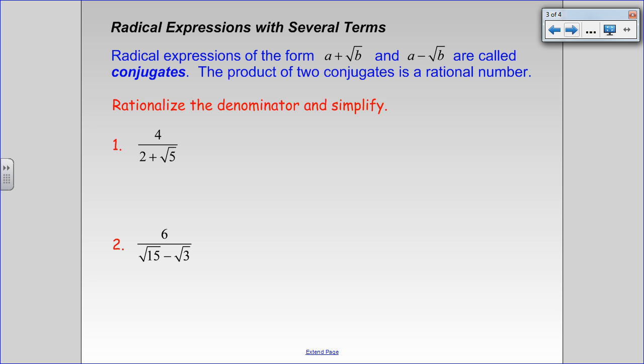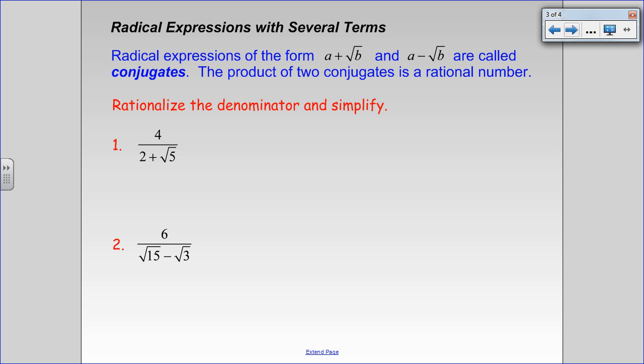Expressions like those in that last problem that have the form a plus the square root of b and a minus the square root of b are called conjugates. The product of 2 conjugates is always a rational number. We can use this fact to help us rationalize the denominator of a radical expression that contains 2 terms.